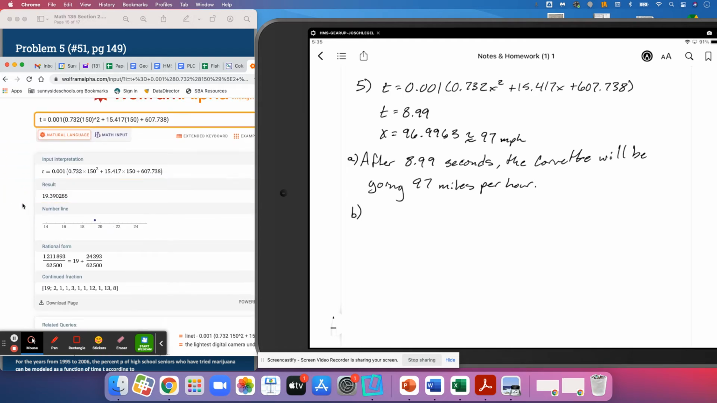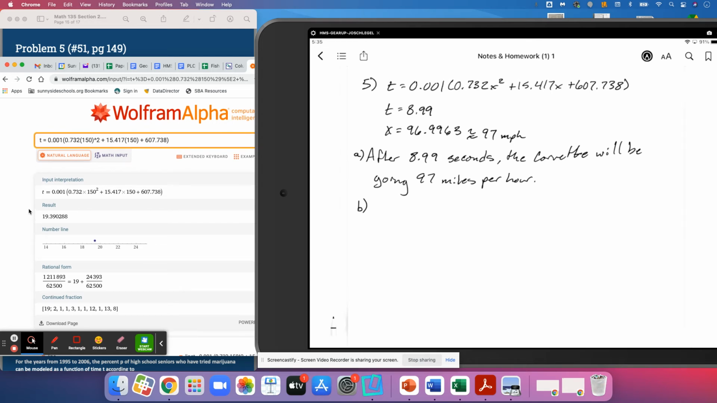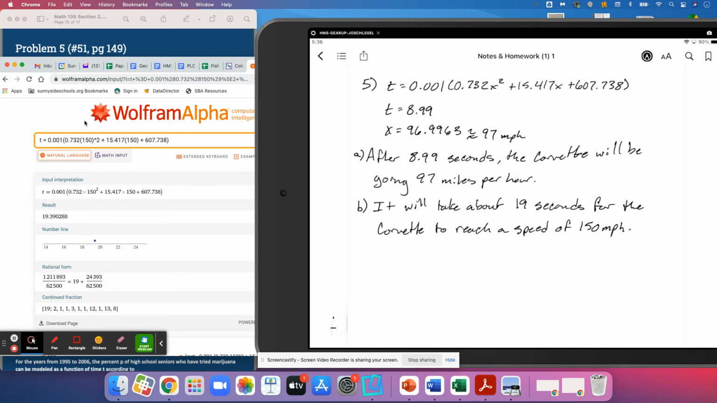Interestingly enough, we only get one result this time, not two. That's 19.39. That rounds down to 19. So it will take about 19 seconds for the Corvette to reach a speed of 150 miles per hour. That one is possible.